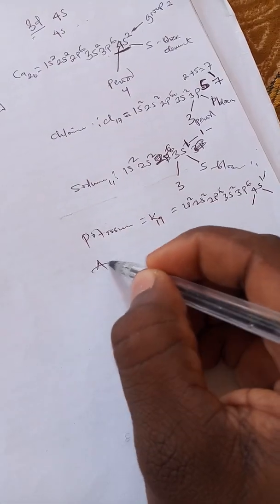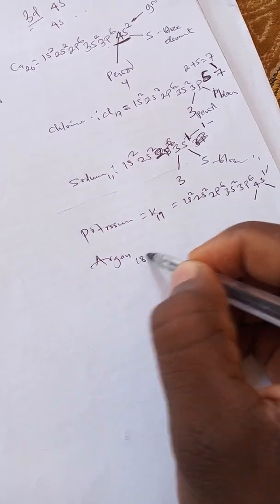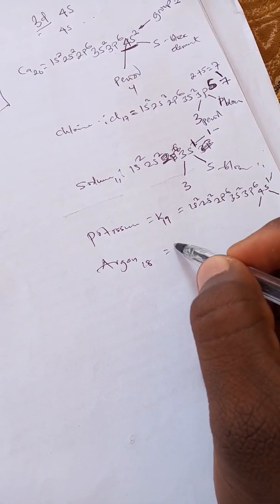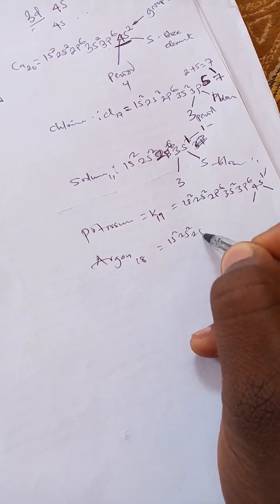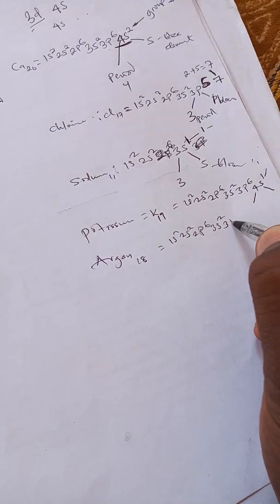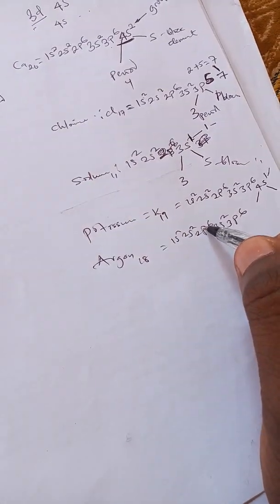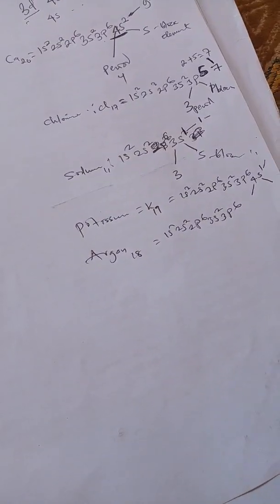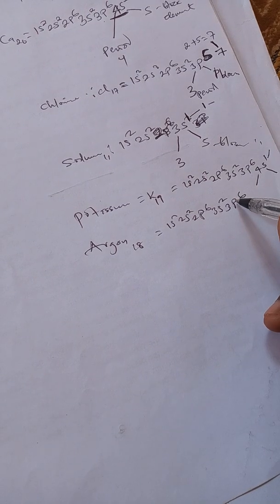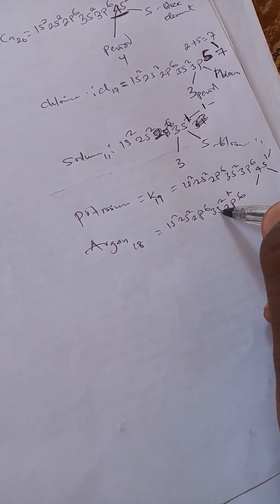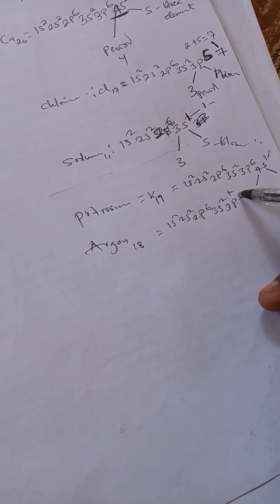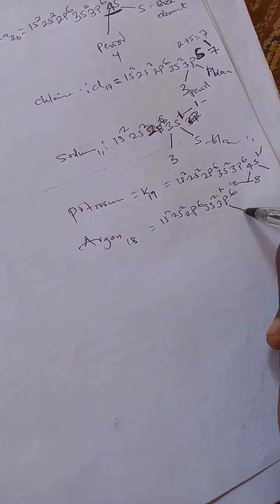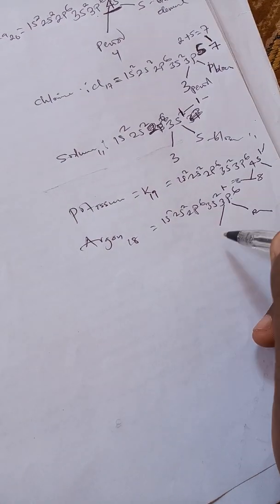Then argon has 18. Then 1s2, 2s2, 2p6, 3s2, 3p6. This is 18. Therefore, for locating the group, we add the s block and the p block electrons, which is 2 plus 6, which is equal to 8. It belongs to group 8 of the periodic table, p block element, and period 3 of the periodic table.